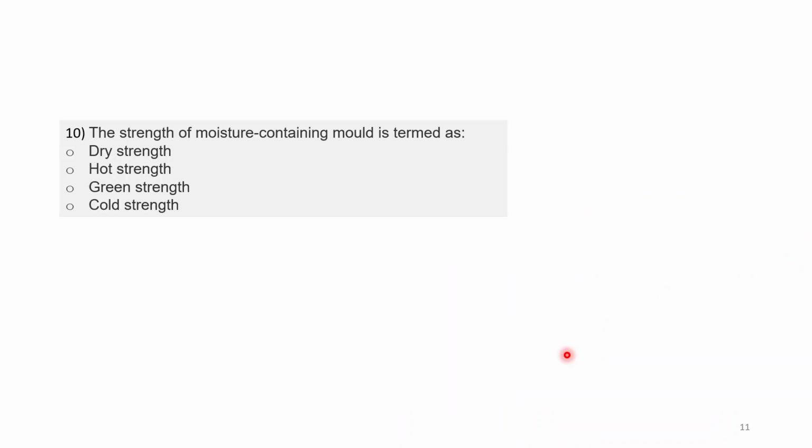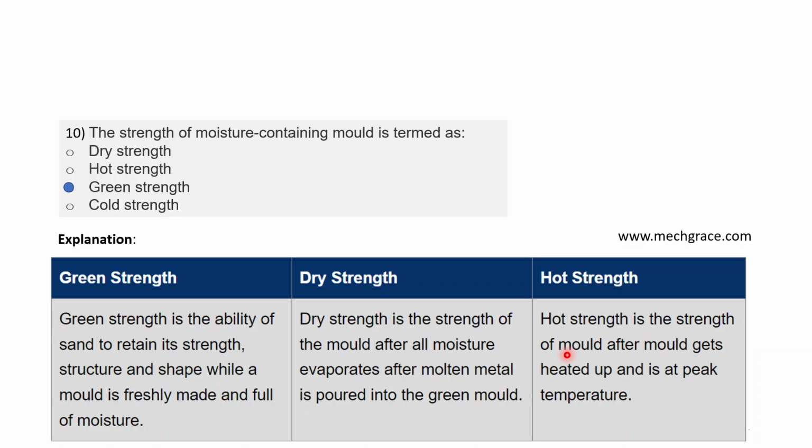Next is, the strength of moisture containing mold is termed as dry strength, hot strength, green strength, or cold strength. The answer will be green strength. Moisture and green are related, so you have to remember it in that sense. And after the moisture evaporates through the molten metal, it will convert into dry strength. So these are the definitions that you can remember.